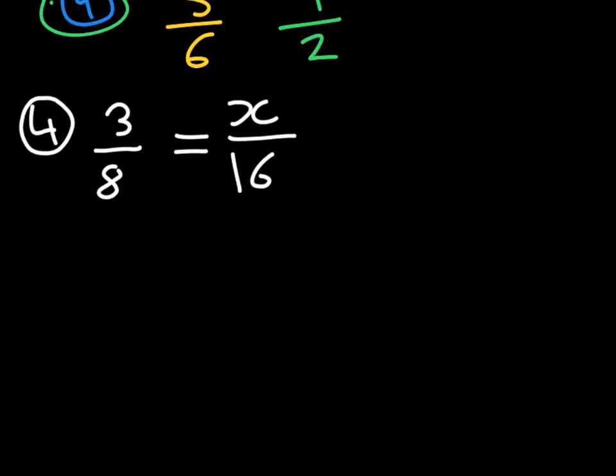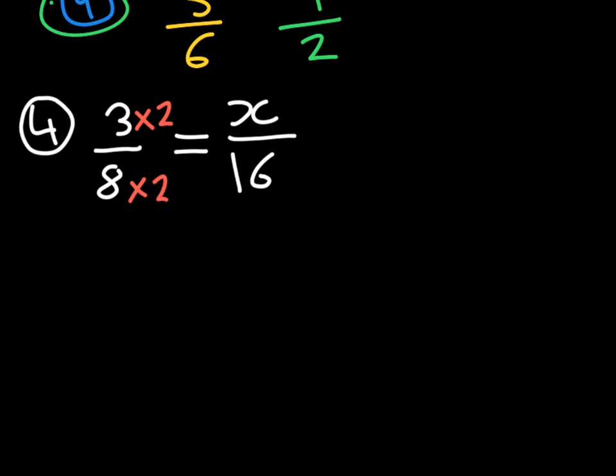For question number 4, we are asked to determine the value of x in these equivalent fractions. So to make these fractions equivalent, we need to make the denominators the same. So we can see that if we multiply 8 by 2, we will get 16. So what we can do is multiply by 2, and whatever we do on the one side, we do on the other. So whatever we do at the bottom, we must do at the top.